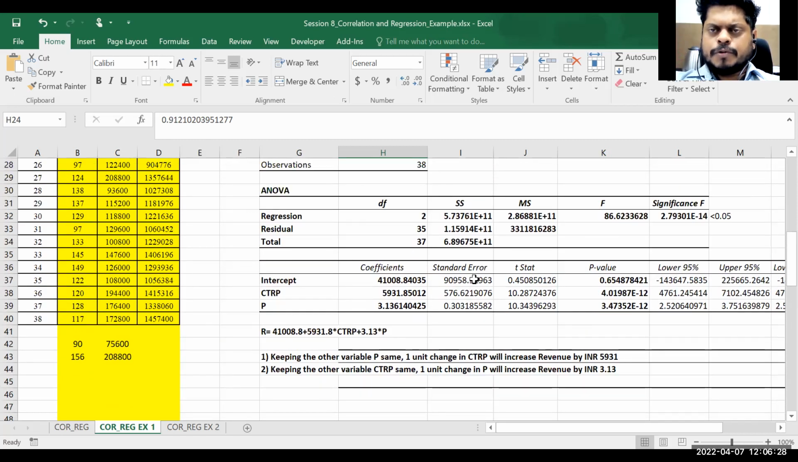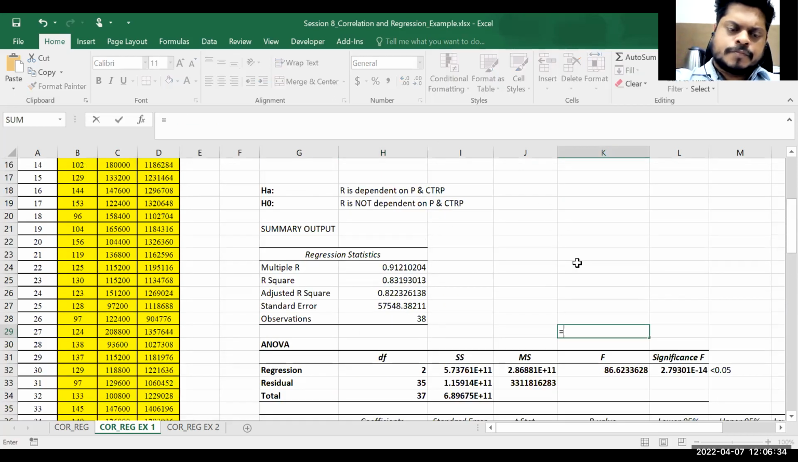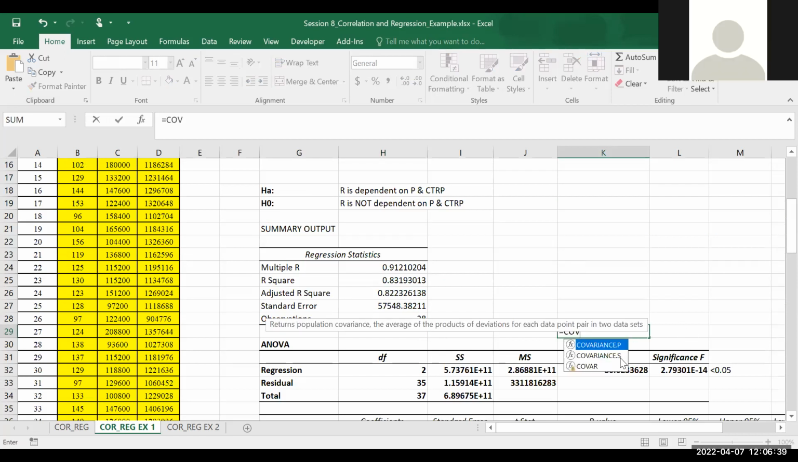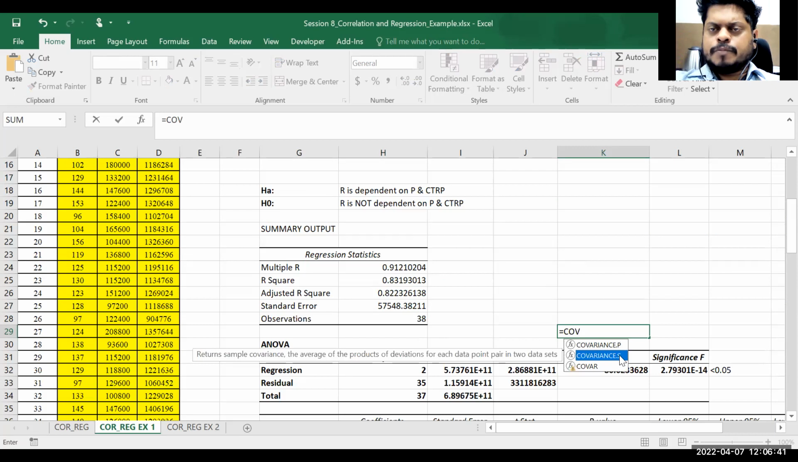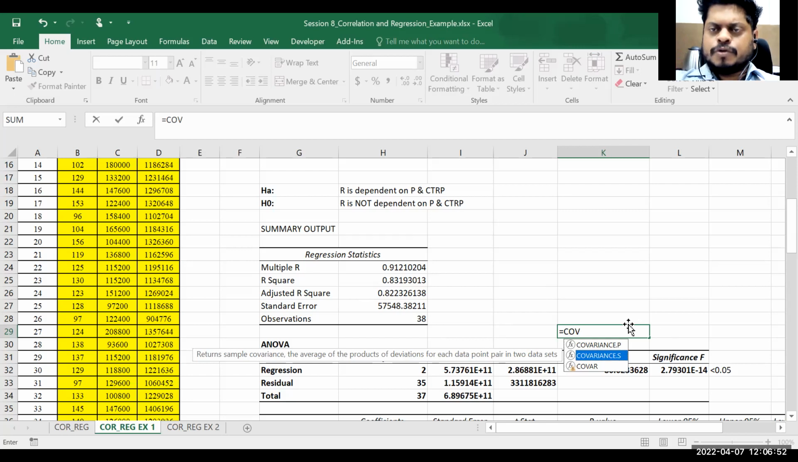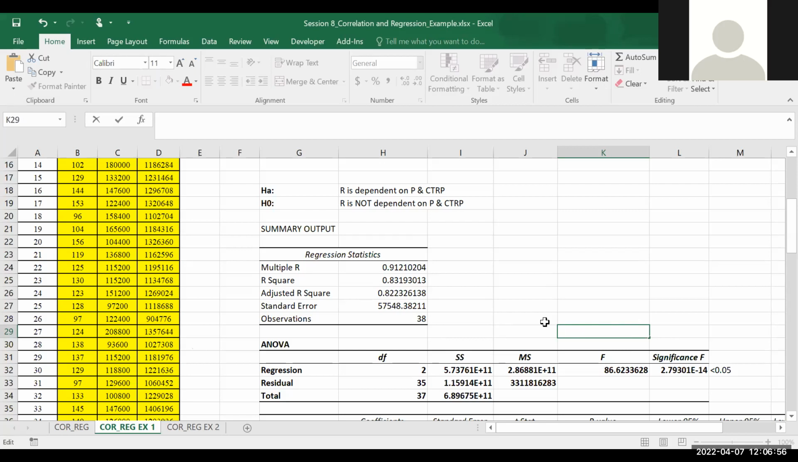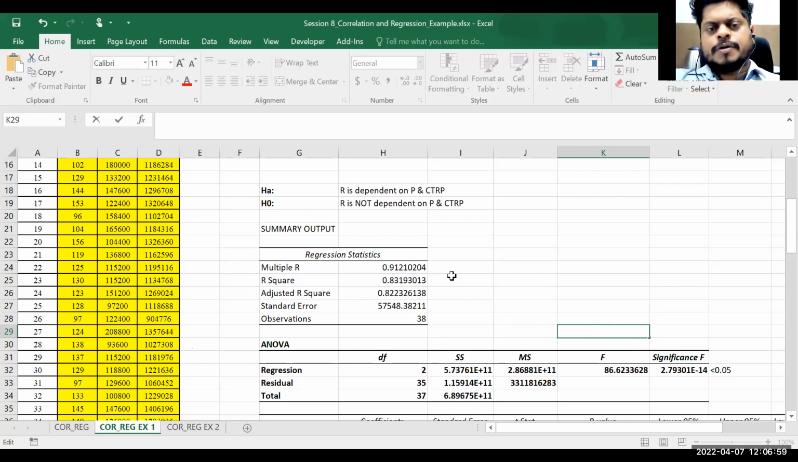N-1 where? When you are doing correlation, regression, find the covariance. So we'll put covariance: covariance per population, covariance per sample. If you put sample, it will take n-1. But sir, we just selected the regression option from data analysis. So did it understand that it has to do the covariance? Obviously. Okay, sir. So that is already inbuilt. You do not have to worry about it.